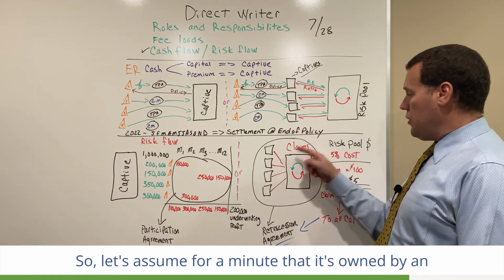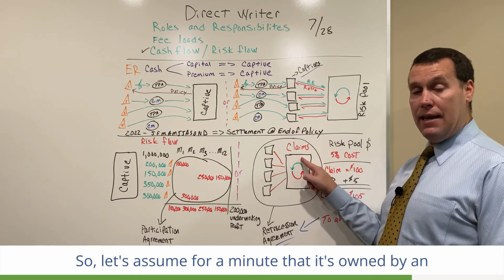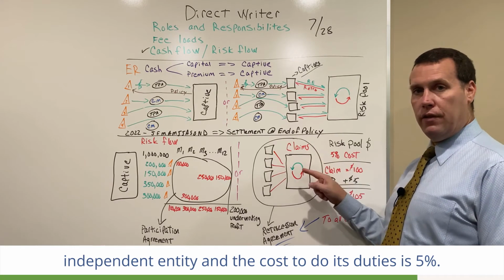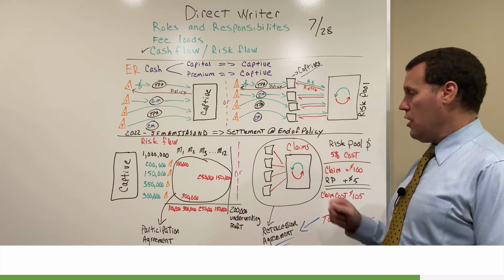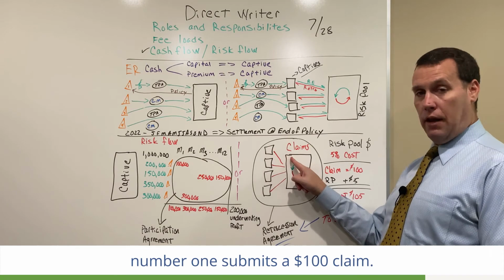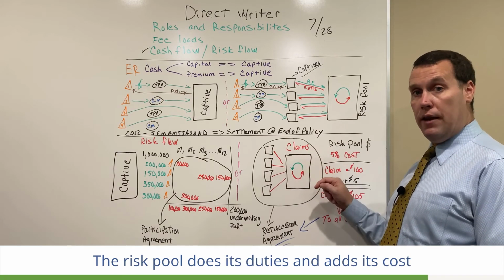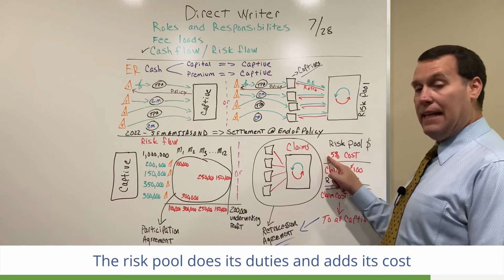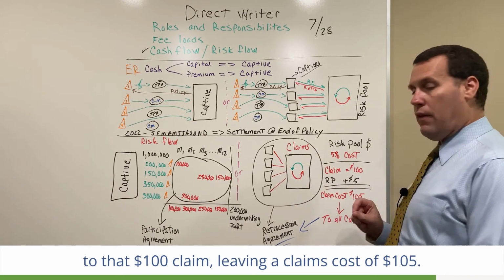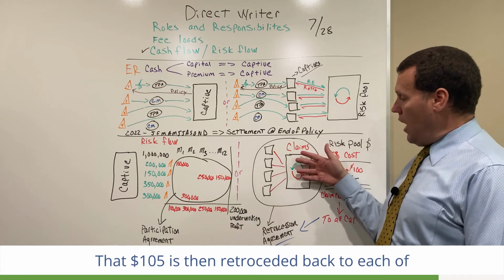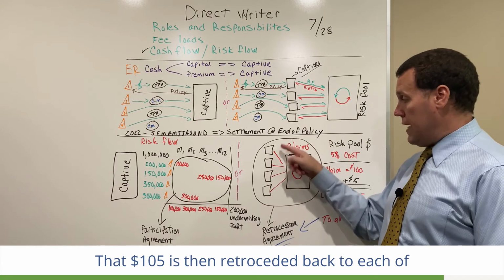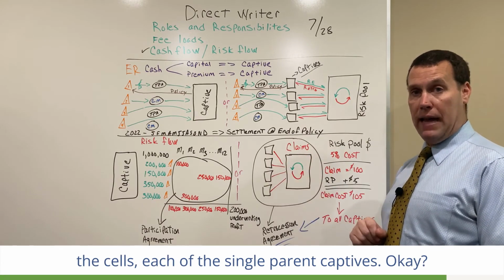So, let's assume for a minute that it's owned by an independent entity, and the cost to do its duties is 5%. So that means single parent captive number one submits a $100 claim, the risk pool does its duties and adds its cost to that $100 claim, leaving a claims cost of $105. That $105 is then retroceded back to each of the cells, each of the single parent captives.